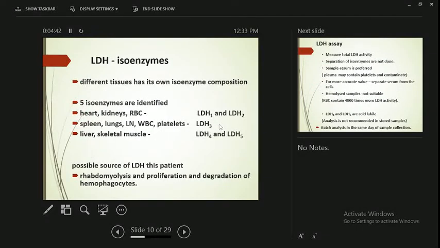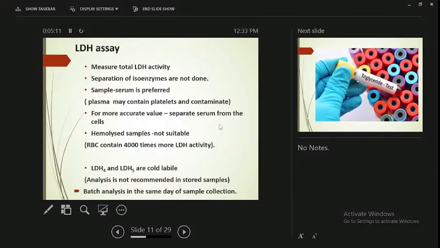It has several isoenzymes, but in the laboratory, we can't differentiate them with our available method. We use all the isoenzymes together, the total amount of LDH. So we can't differentiate whether it is coming from skeletal muscle or liver. We can say it is high. In HLH or rhabdomyolysis there can be a very high level of LDH.